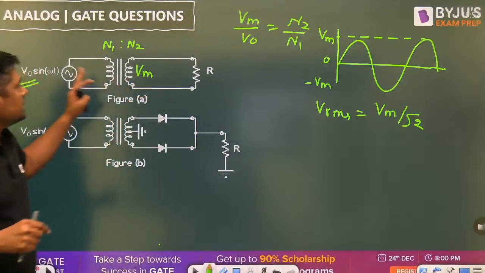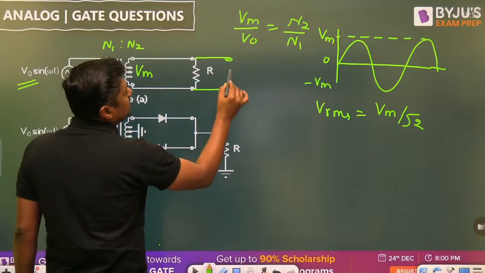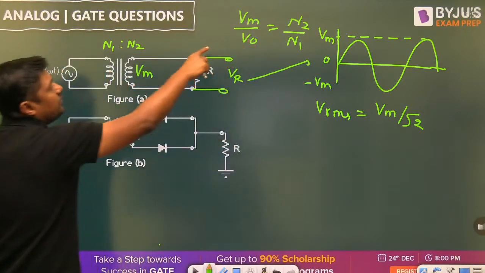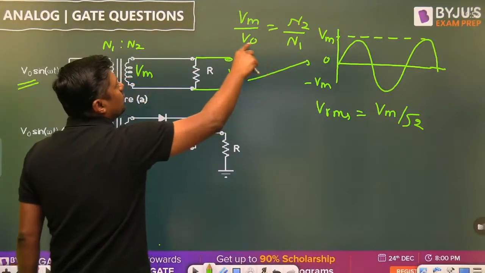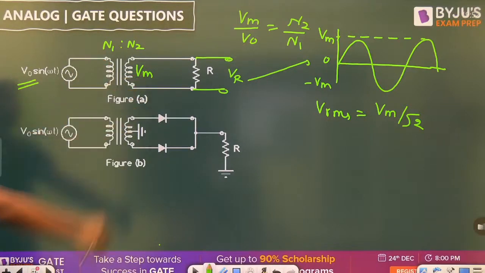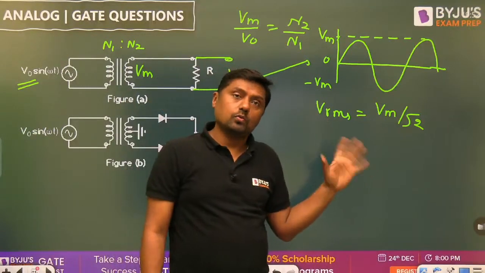From this first circuit, this is the step down. After step down, we are getting the output across this. This is the voltage Vm, we can find it as N2 by N1 into V0. What is V0? This is the peak value of this signal. Step down and then you can get the value. And what is the RMS value? Vm by root 2.